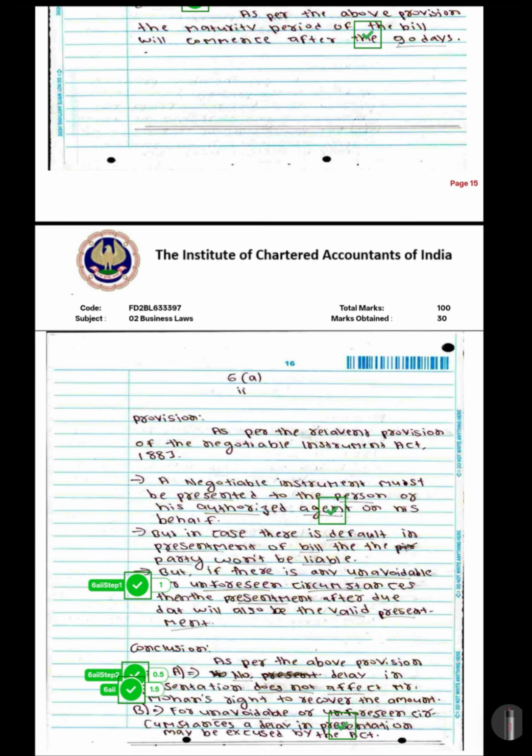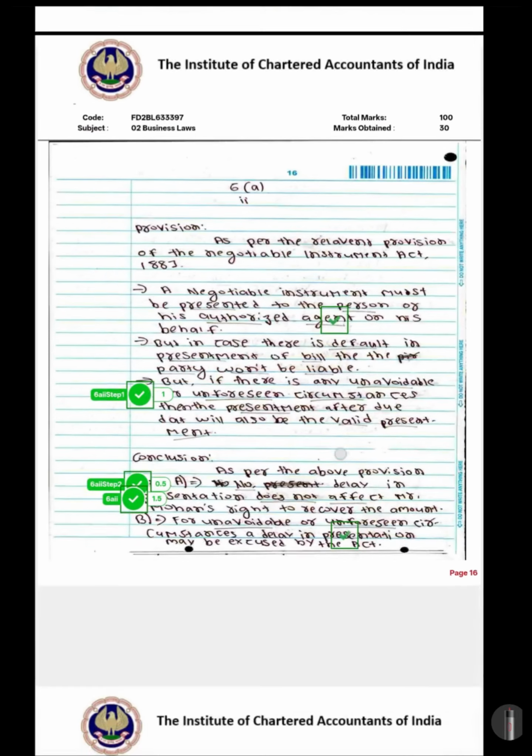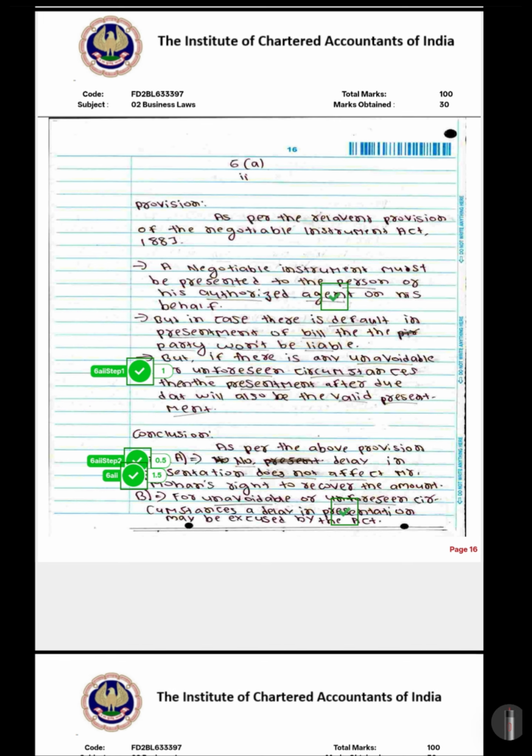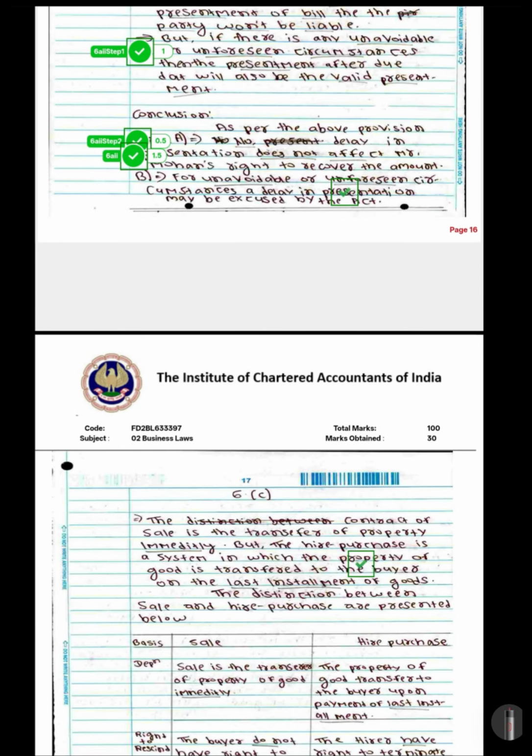And then I went to question number 6A double dash, that is 6A2. It was again a question on negotiable instruments. Again I wrote the provision in bullet form, and again I have written the conclusion here. As I already said, the thing I did well in my examination is writing the question number at the center, and not writing the provision in paragraphs. Use bullet points to write the provision to make it attractive.